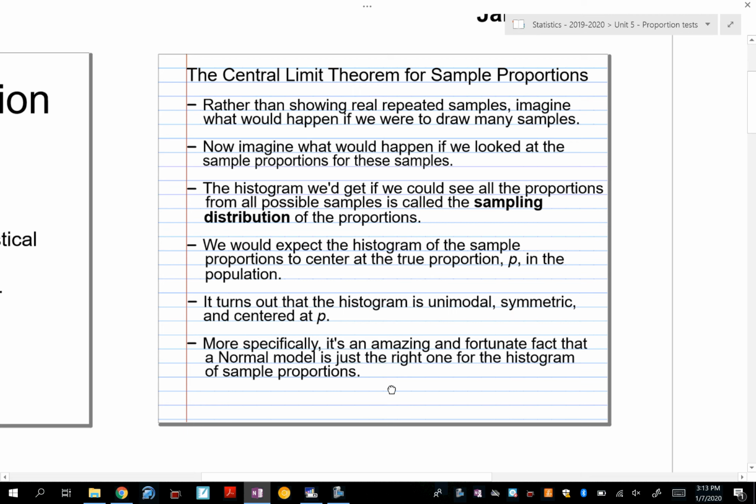The amazing discovery that happened when they did this hundreds of years ago is that when they plotted all of these proportions, it made this beautiful histogram that looked like a normal model. I always love this line at the end: it's just this amazing and fortunate fact that we're going to use the normal model, which we talked about in the first semester, to make a sampling distribution for a sample proportion today.